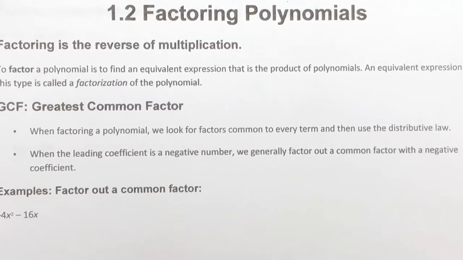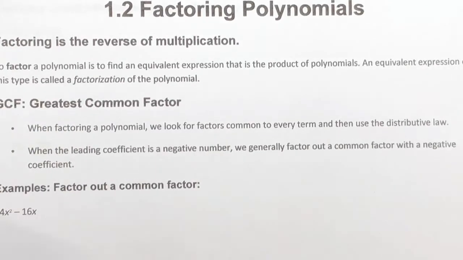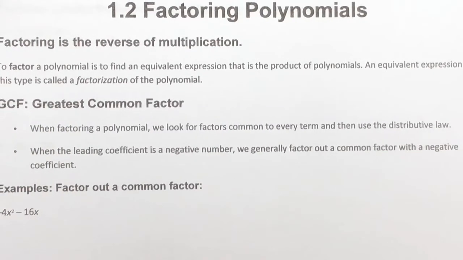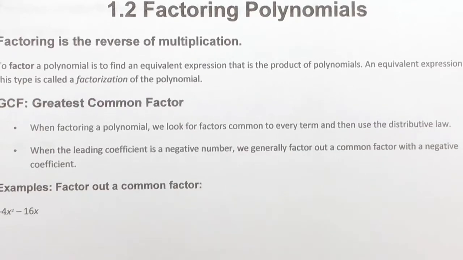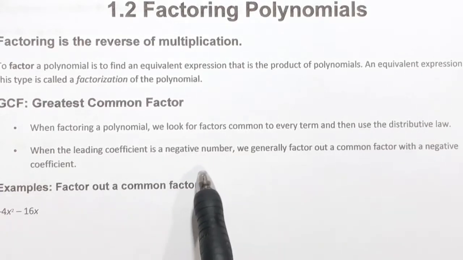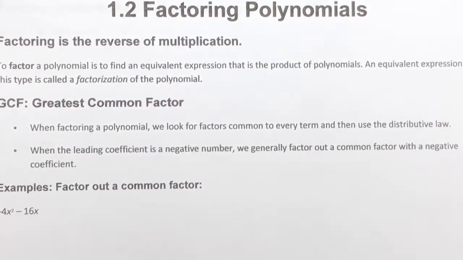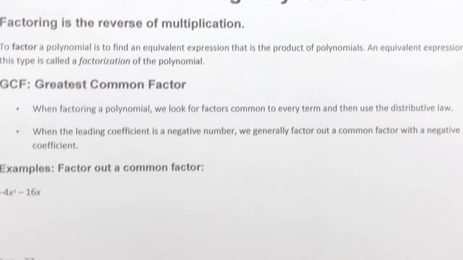So we're going to start off with the basics first, and that is finding the greatest common factor, the GCF. You'll see it written a lot. When factoring a polynomial, we look for factors in common to every term. And when the leading coefficient is negative, we don't like that to be negative, so usually we'll factor that negative number out as a part of the greatest common factor. So here's a few examples.